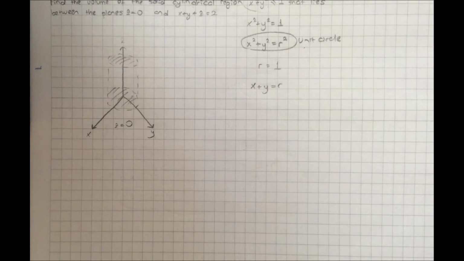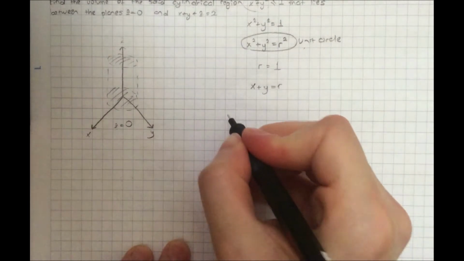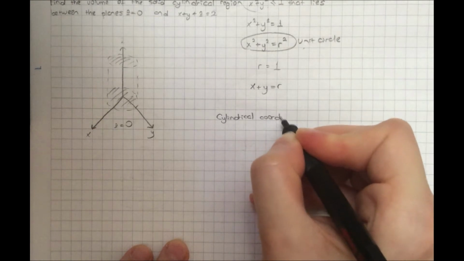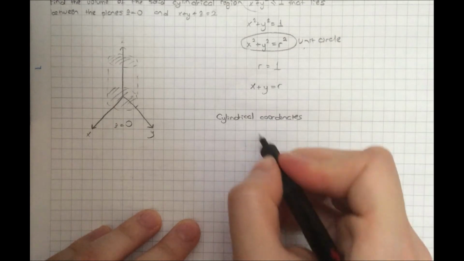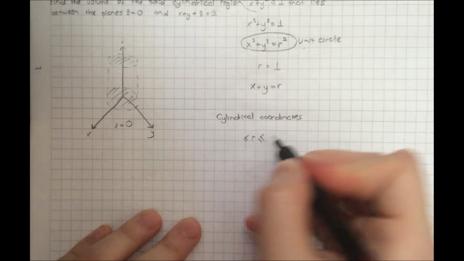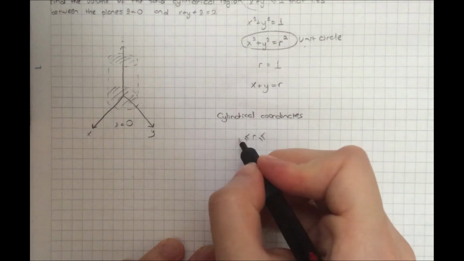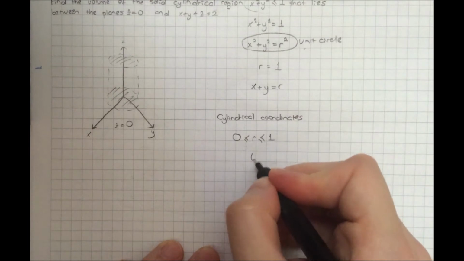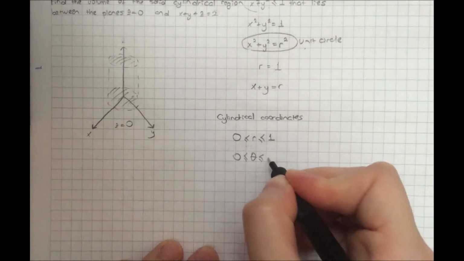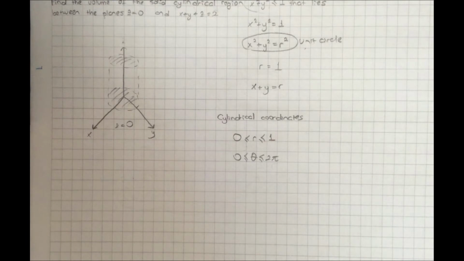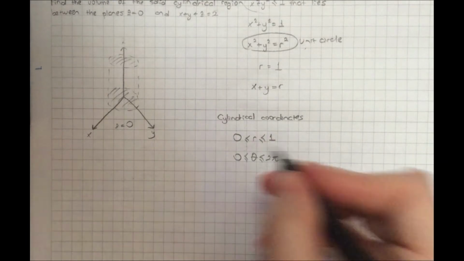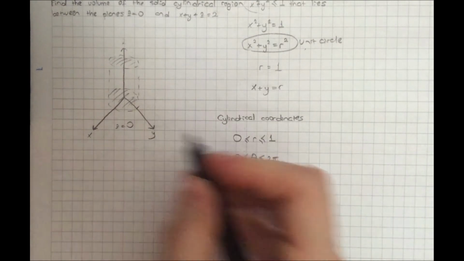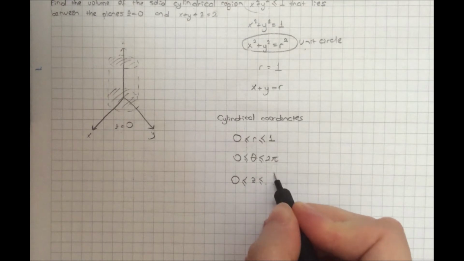So we can write x plus y can equal to the radius. And then we can write the cylindrical coordinates. The first one is the radius. The radius is 0 to 1 because it's a unit circle. The theta is 0 to 2 pi. Why? Because it's a unit circle again. Then what is the z? It is 0 to what?